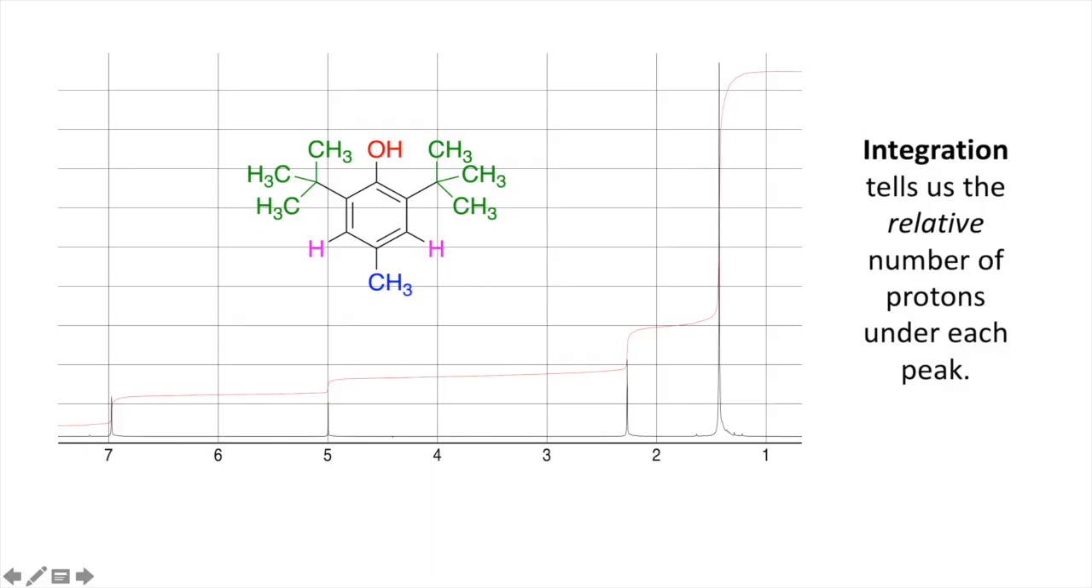Back to proton NMR. We talked about chemical shifts. Now let's talk about integration. So that's the relative number of protons under each peak. Here is BHT. Yet again, we've looked at the carbon-13 spectra. Here is the proton spectra.